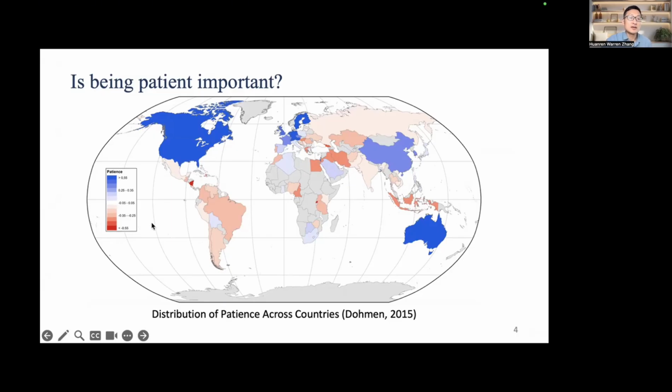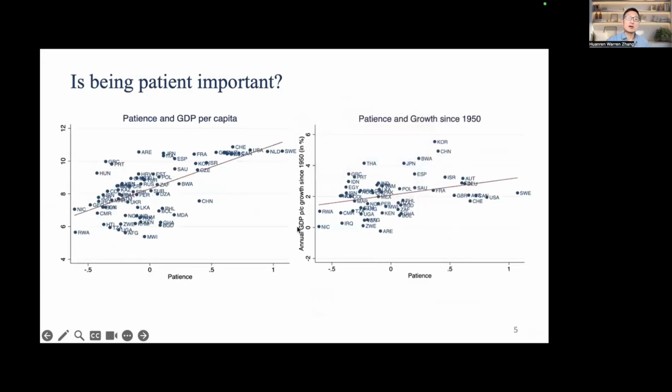The color that is more red means people are less patient. More blue means people are more patient. We observe a lot of observations across different countries. Now this slide demonstrates the correlation between the level of patience and some of the economic performance. On the X-axis, it represents the level of patience, measured by the task that we've seen before. On the Y-axis, on the left panel, it represents GDP per capita.